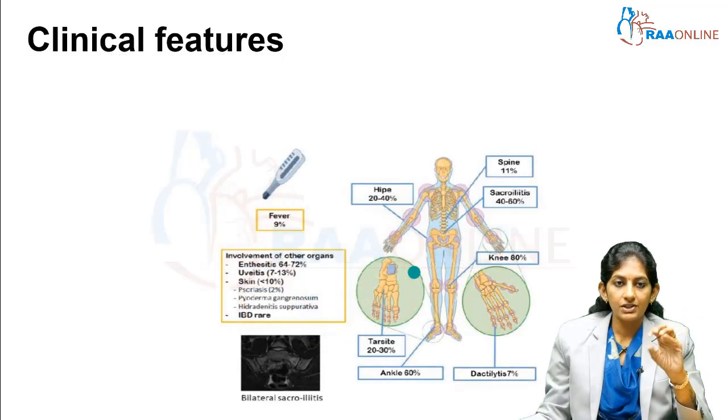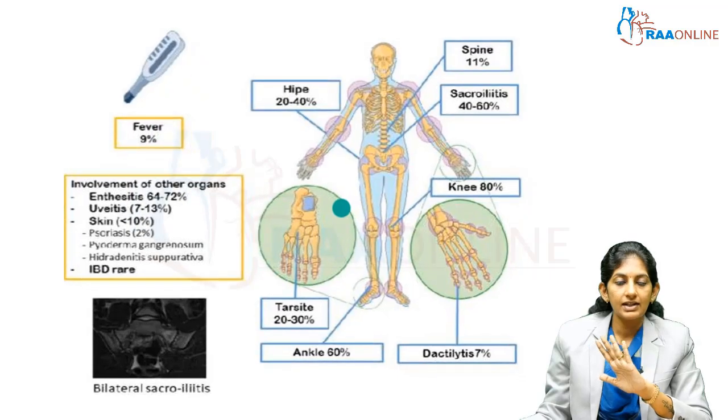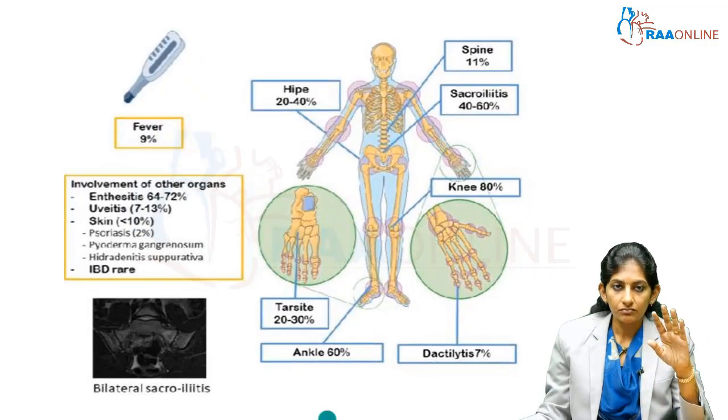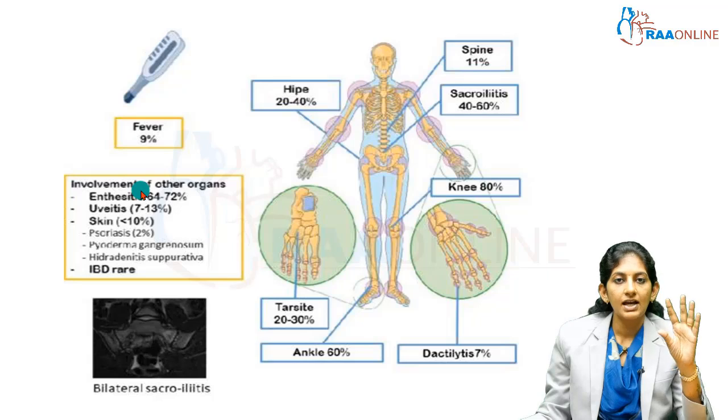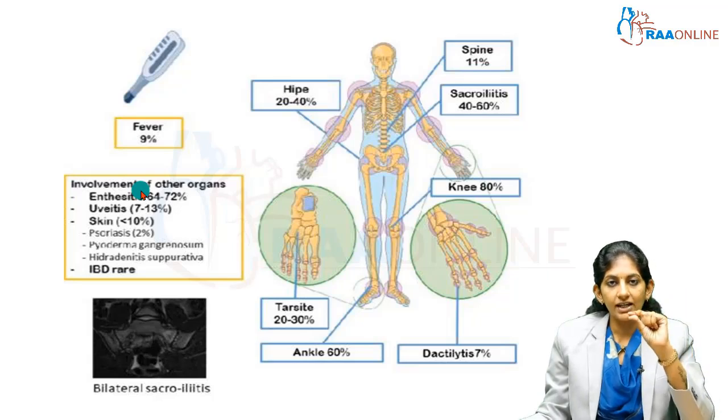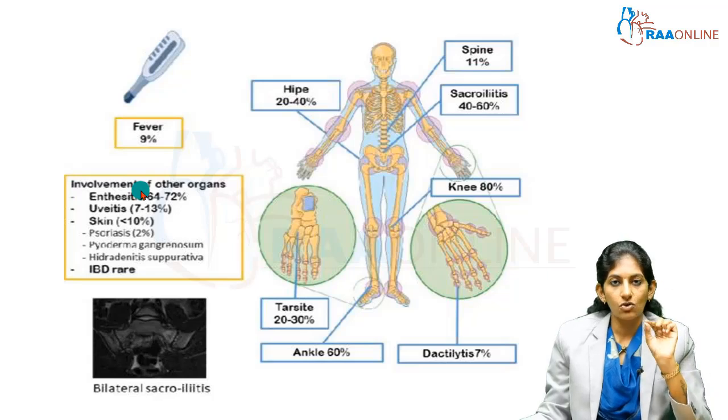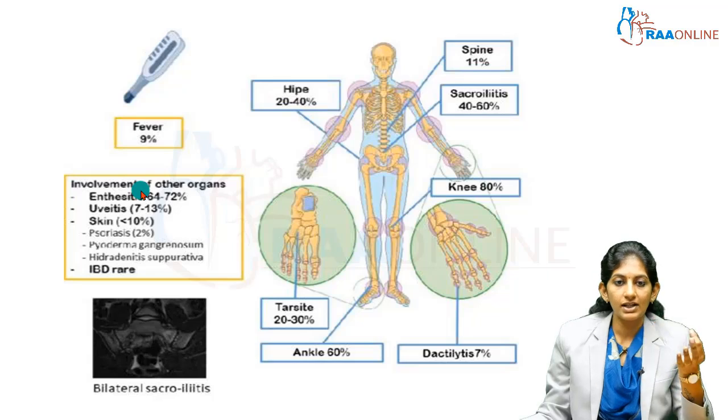So clinical features. So this is a general slide of ERA. So here in this picture, ERA typically involves enthesitis. So enthesis means a muscle or a tendon or a ligament. The site of insertion of these 3 is called enthesis. So when the inflammation happens at enthesis, it's called enthesitis.